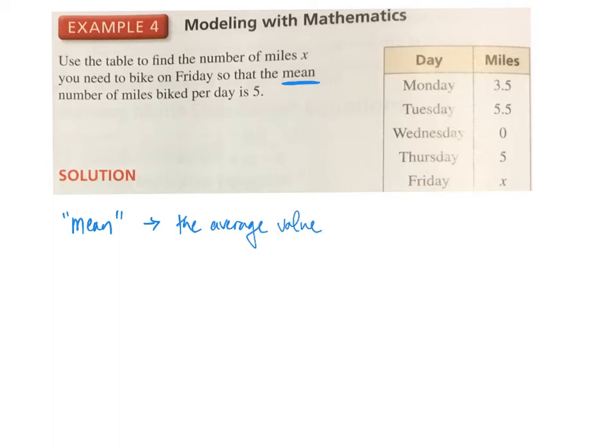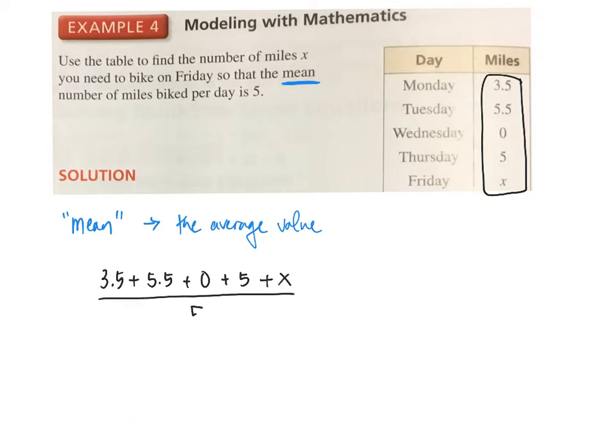of the data. Okay, so the way you find an average is you add all of the data values together and you divide by the number of data values. So in this case, we add these 5 numbers, so that would be 3.5 plus 5.5, no biking on Wednesday, 5 miles on Thursday, and then X miles on Friday. And the average, so that means we have to divide by 5 because there are 5 numbers that we're adding. The average they want is to equal 5, right? That's what they tell us. They want the mean to equal 5.